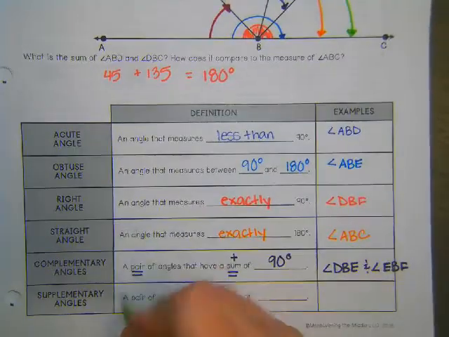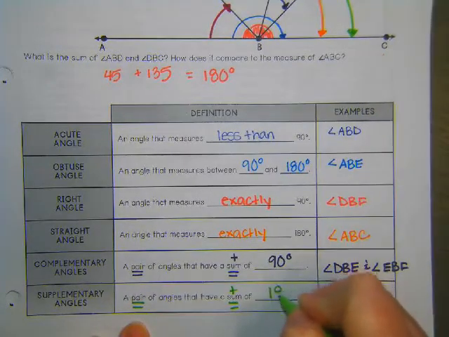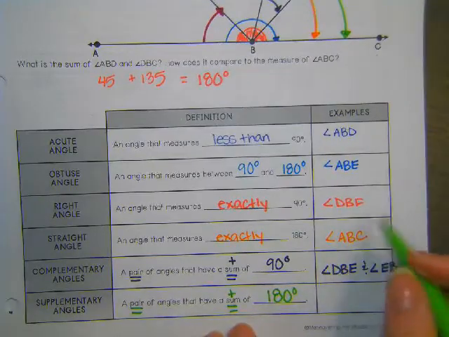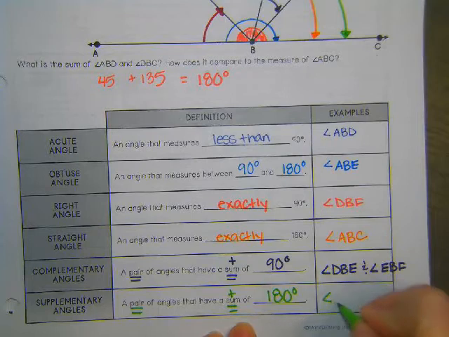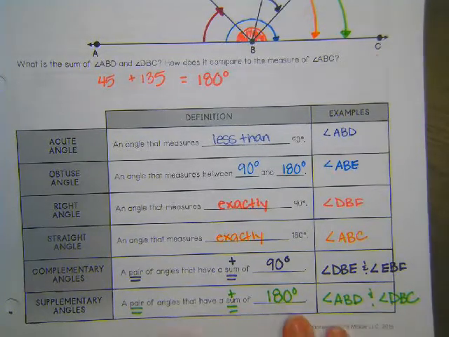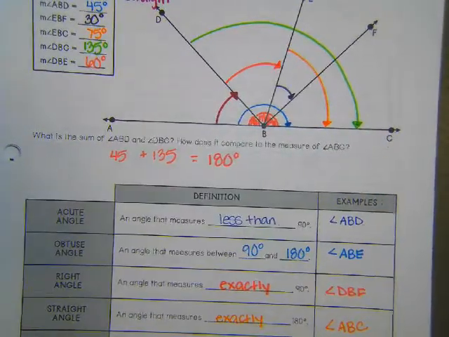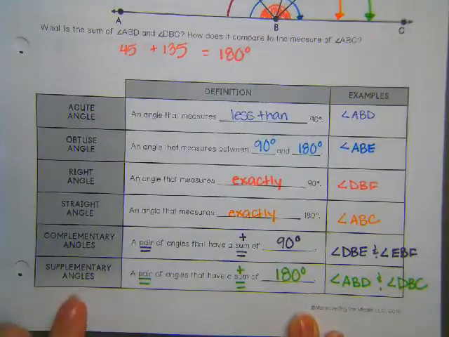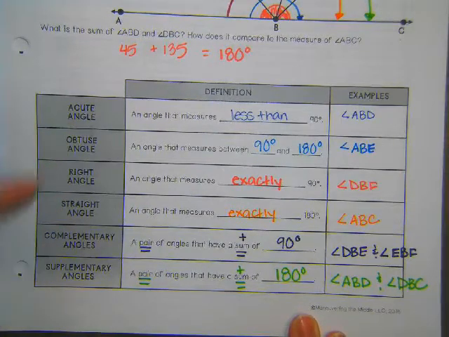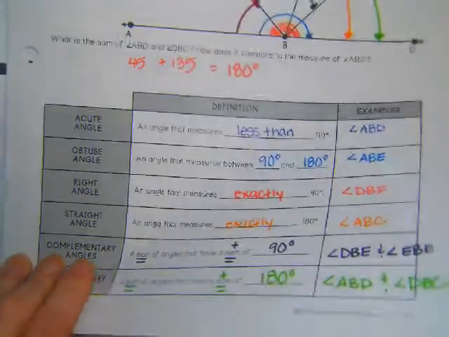Now supplementary angles, again a pair, so you have two angles that have a sum, so you're adding. This time it has to be 180 degrees. So there's a few. I could say like angle ABD and angle DBC. So ABD, DBC, if I put those two together, they would equal 180 degrees. So those are supplementary angles. Again, this is an important page for you to look back at, these definitions, if you're not quite sure what some of those terms mean. We'll continue on.